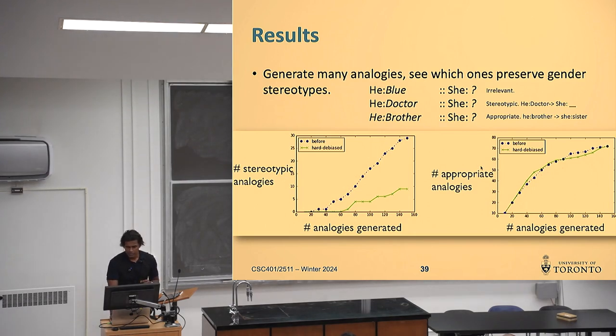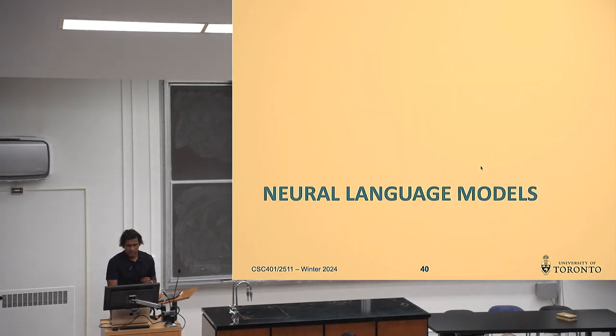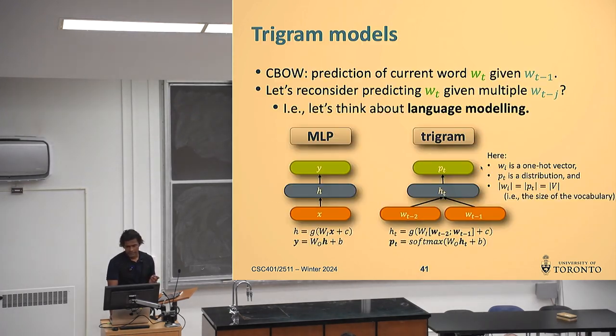All right, so with that, let's move on to neural language models, and to give an introduction, or just to segue into it, let's talk about trigram models. So far, in the word embedding space, we've talked about prediction of words given another word, right? And now we're going to switch gears and think about language modeling.